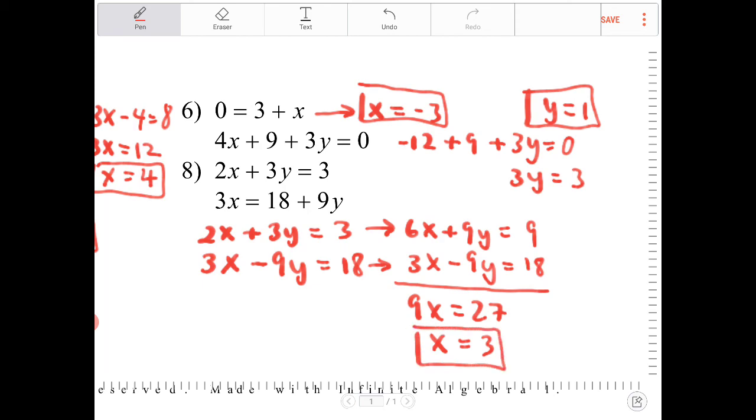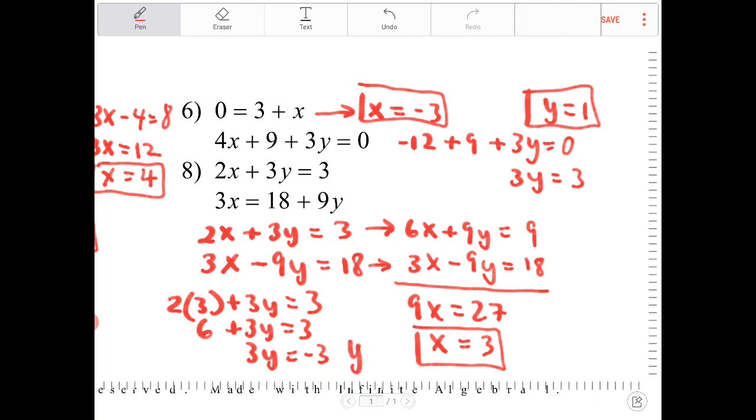So if x is equal to 3, I then substitute this back into either equation, either the first or the second. And it looks like maybe the first equation is simpler, so I'm going to put that back in. So it's 2 times 3 plus 3y is equal to 3. So I end up with 6 plus 3y is equal to 3. Subtract both sides by 6. 3y is equal to negative 3. Divide by 3. Y is equal to negative 1.